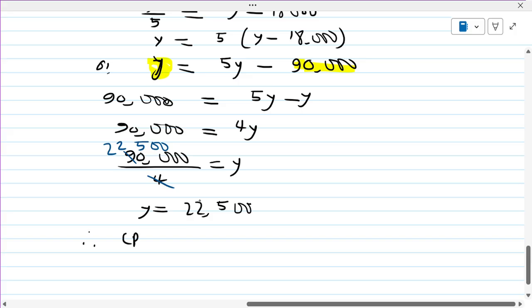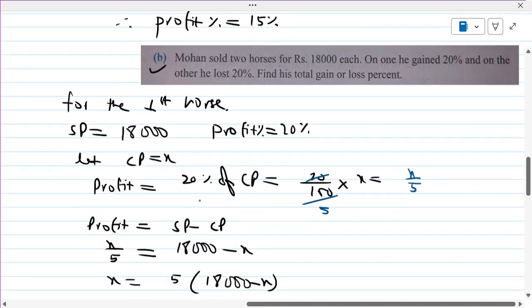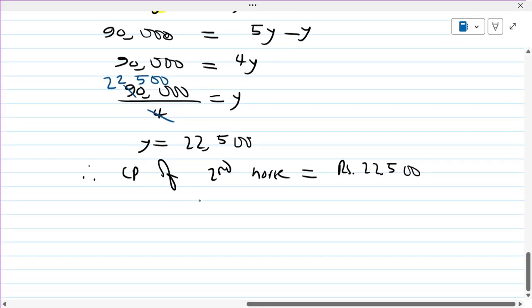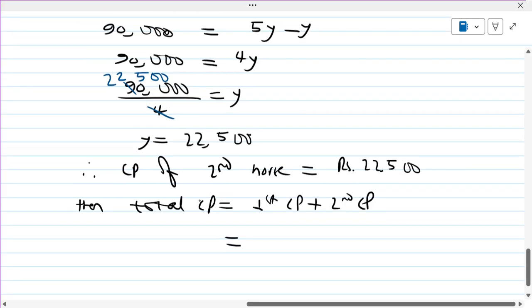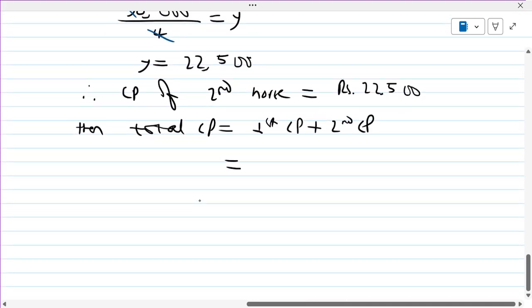So therefore CP of second horse, is it? We are dealing with the horses, is it? So CP of second horse is 22,500. And after finding the cost price of both horses, now we can find the total cost price, right? So let's go for finding total cost price. Then total cost price equal to first cost price plus second cost price. So the first cost price that we had found is 15,000, right? And that of the second horse we have found 22,500.